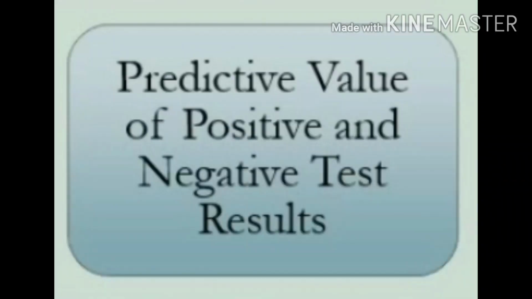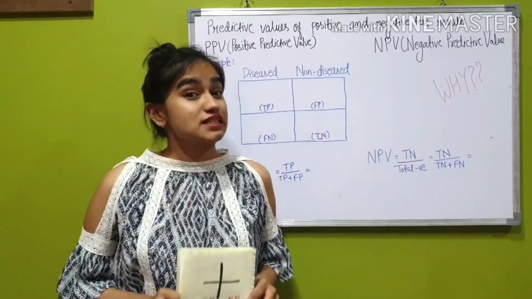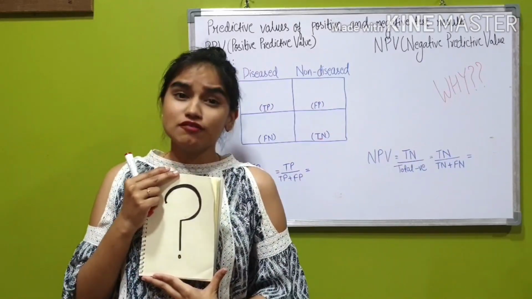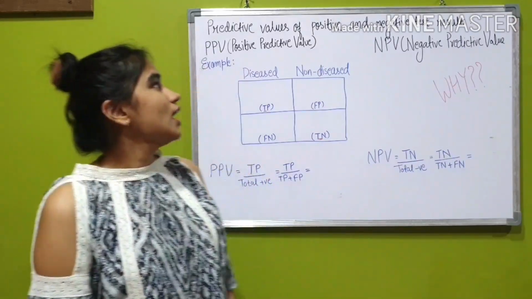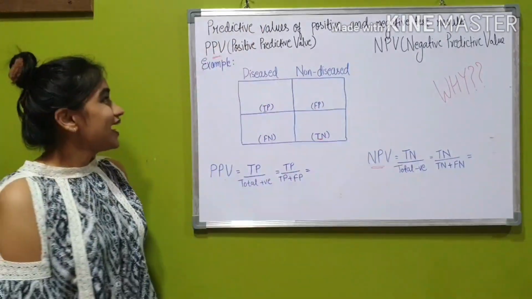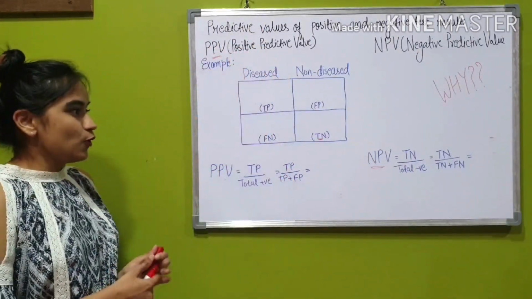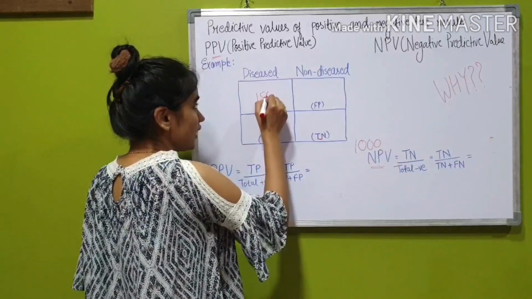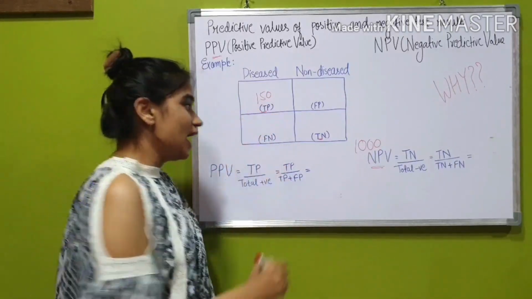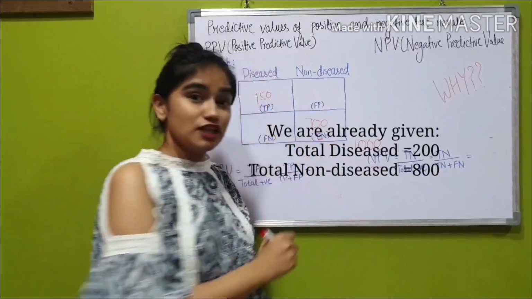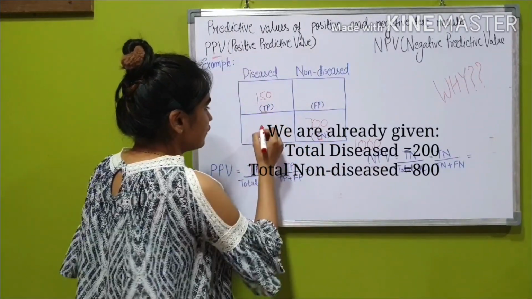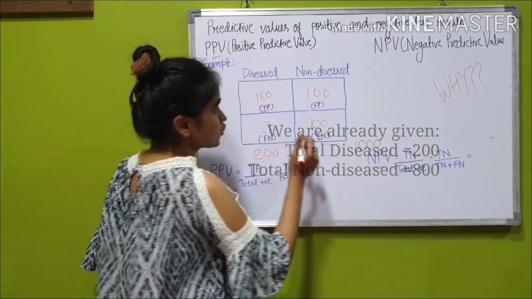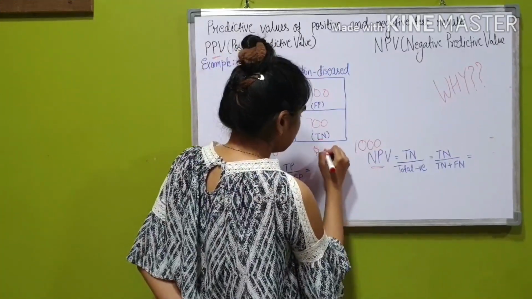Predictive values of positive and negative test results. In the previous section, we saw test results as either positive or negative. So the question over here is, what do positive and negative test results tell you? That's where the predictive values come in. Let's start with positive predictive value. So 1,000 people in a population were tested, out of which 150 were correctly tested positive, they are true positives, and 700 were correctly tested negative, they are true negatives. That means 50 were false negatives and 100 were false positives. The total diseased were 200 and non-diseased were 800.